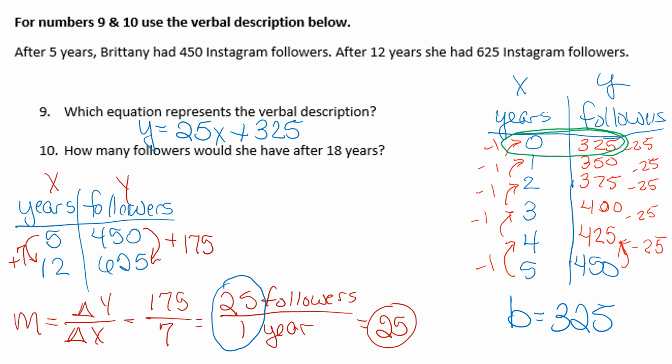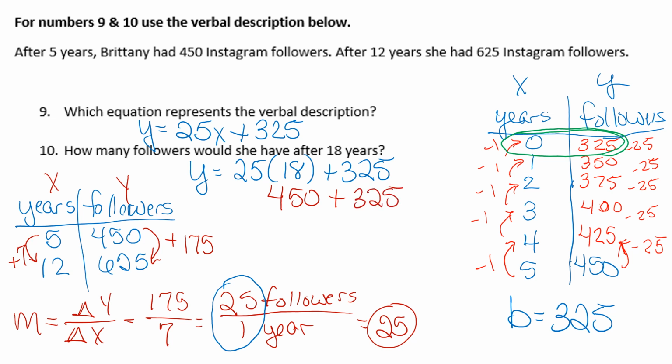So my next question is, how many followers will we have in 18 years? So I'm going to take my 18 and plug it into my equation, substitute it for the x, so that would be y equals 25 times 18 plus 325. So 25 times 18 will give me 450 plus the 325 she started with. So after 18 years, that would be 775 followers.